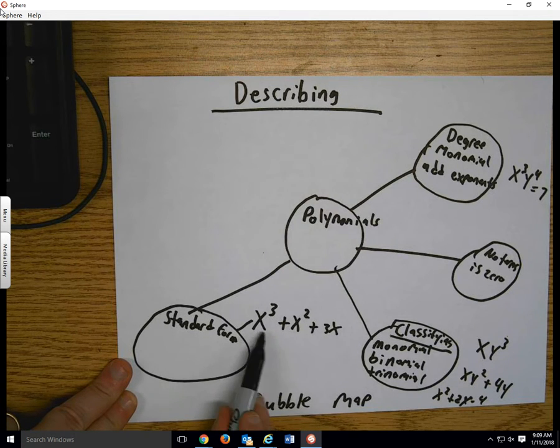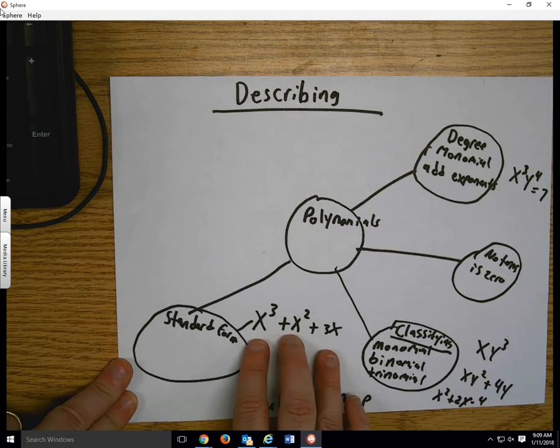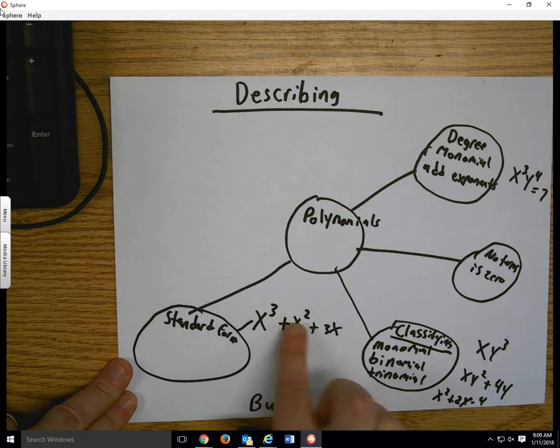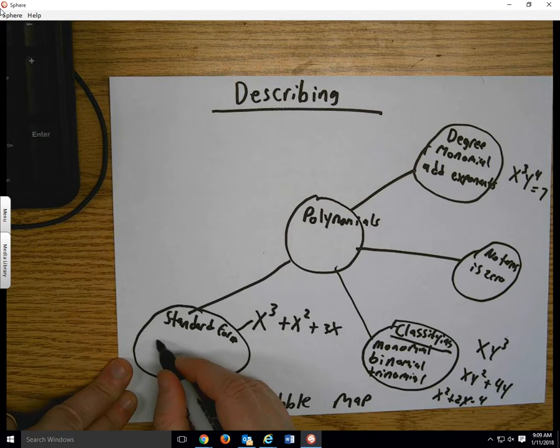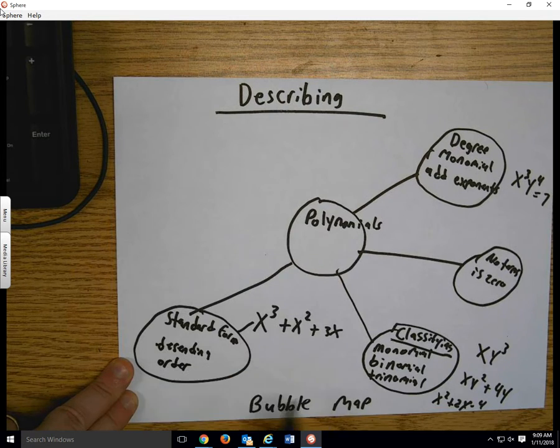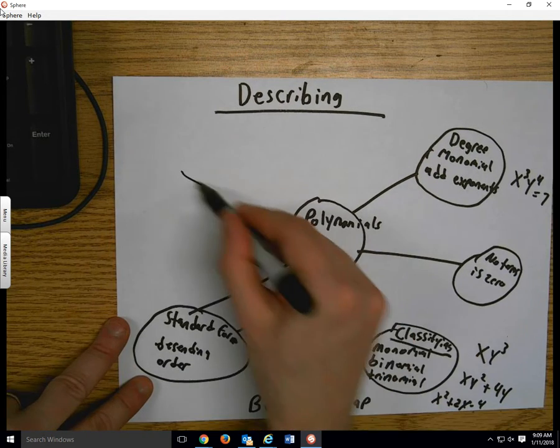And notice it's one variable. And someone might say, well, it's three variables there. No, it's only one variable. The variable is x. And it gets smaller. It goes in descending order. In one variable. Cool.